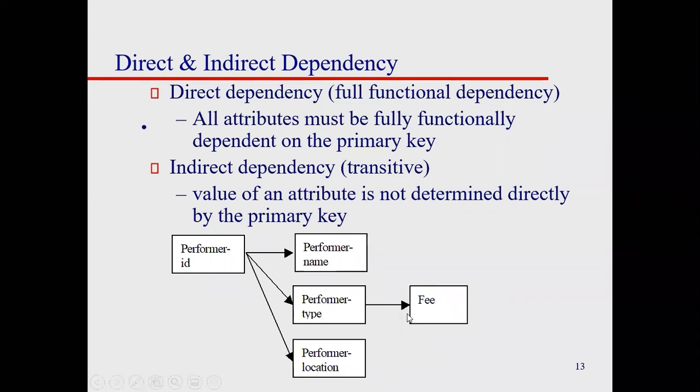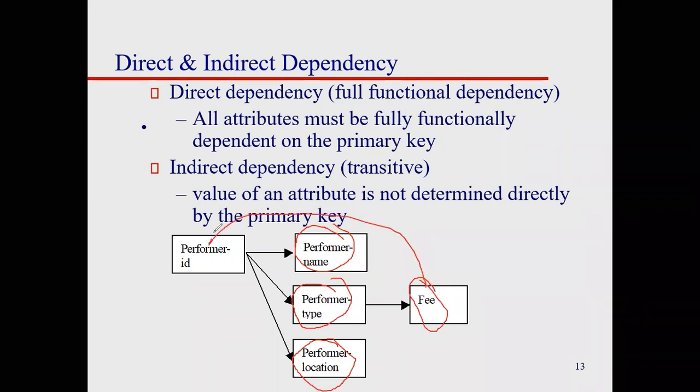Okay. So this is an example, like the fee. The fee of a show, for example, if there is some cinema show or something, is not determined by the performer ID. Okay, it is determined by what? Performer's name, which kind of performer type, and the location as well. So these three combined determine the fee. So it means that this is not directly dependent on the performer ID, but it is depending on these three.